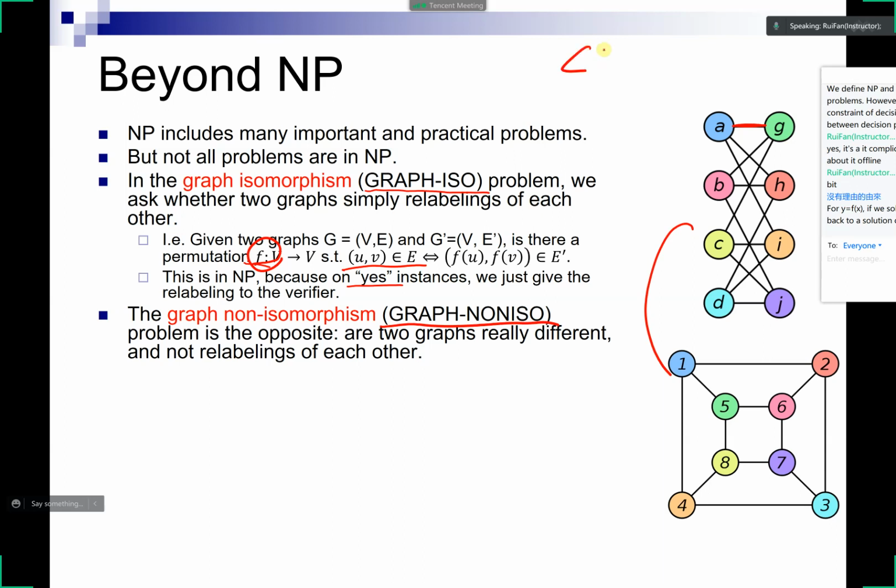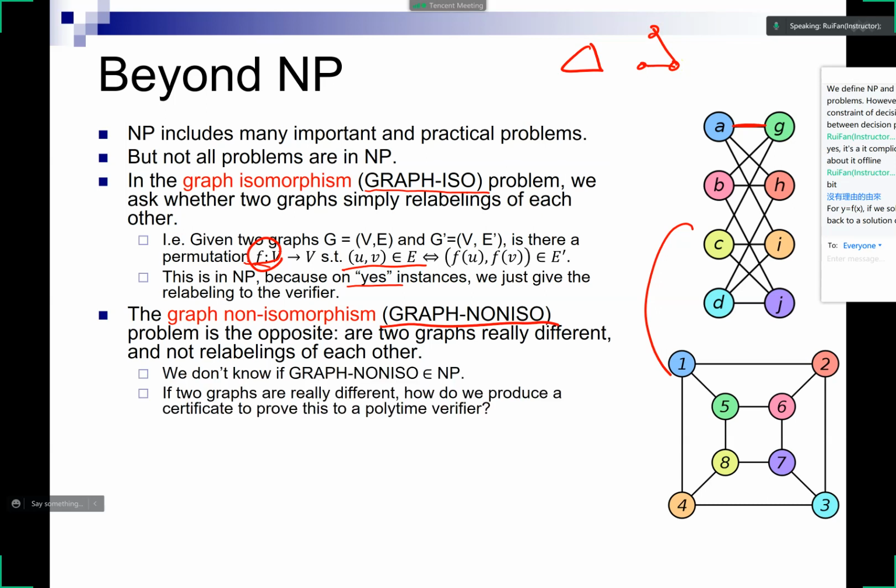Whereas for example, let's draw these two graphs like this. These two graphs would be a yes instance of graph non-isomorphism because they're not isomorphic to each other. So graph non-isomorphism is the opposite of graph isomorphism. However, we don't know whether graph non-isomorphism is in NP. Even though we know the opposite of this problem is in NP, when you flip the problem around, we don't know whether it is in NP or not.